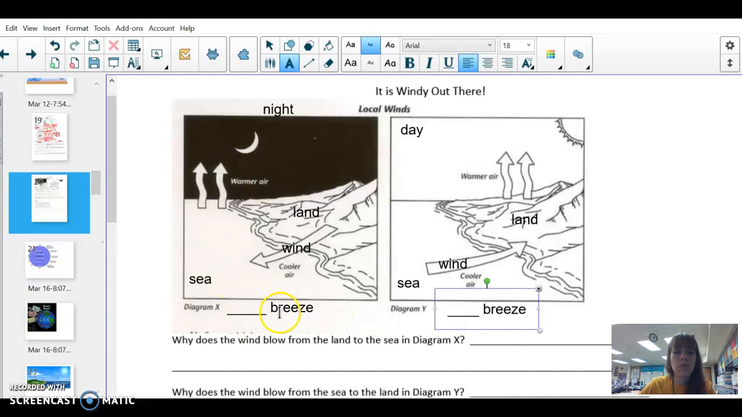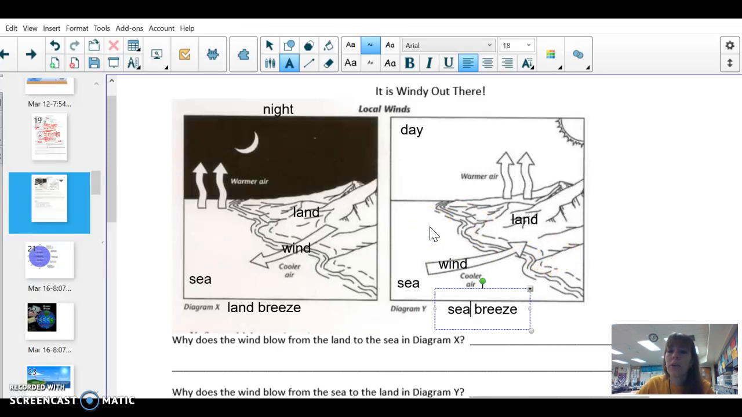Okay, so let's look at this first one. This one, if you put land breeze, you are correct. It is a land breeze because it is starting in the land. And this is a sea breeze because it is starting in the sea, starting at the water. See how it starts here and moves this way?